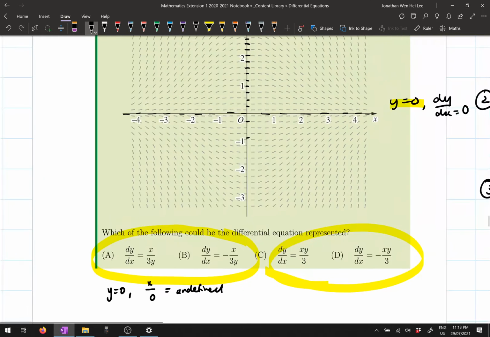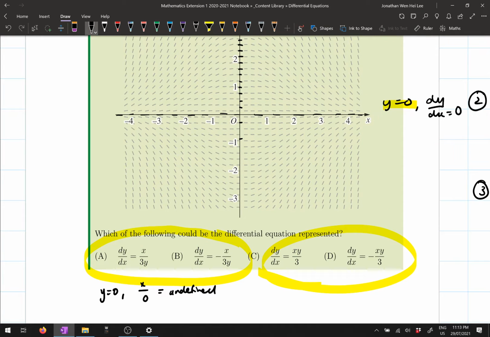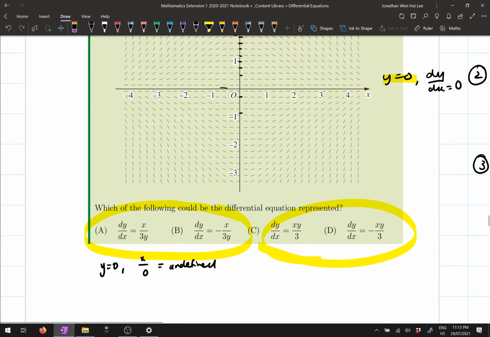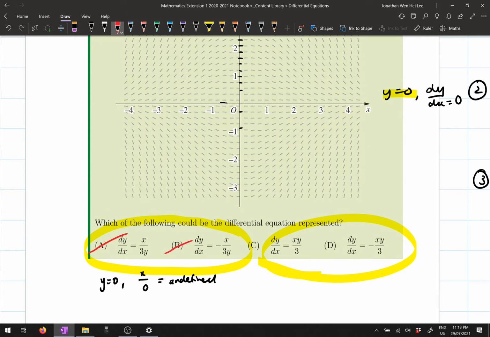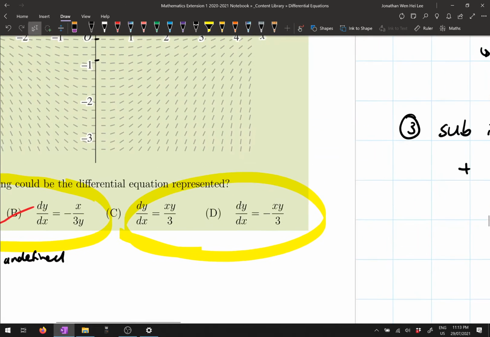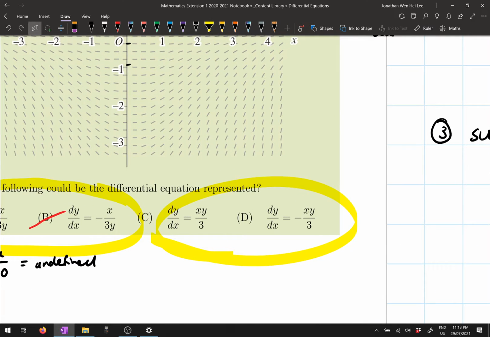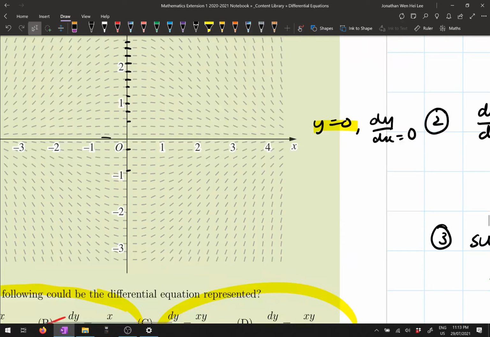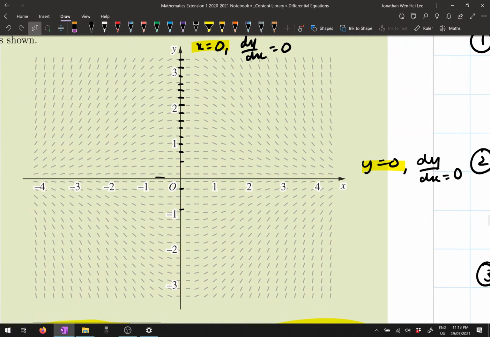And so for both of these, when y is equal to 0, so along the x-axis, instead of horizontal lines we should be expecting vertical lines, because undefined just means you have a vertical gradient, which is not the case here. And so that means I can immediately eliminate the first two solutions. So I can eliminate this one and this one, and I'm left with these two answers. Here I've got xy over 3, and it's either the positive version or the negative version.